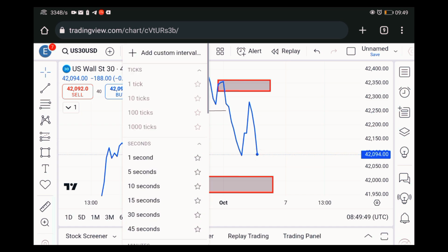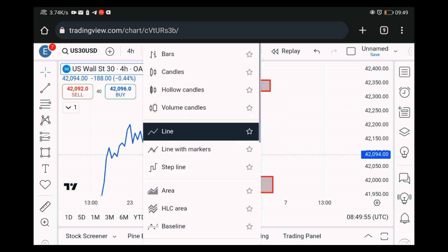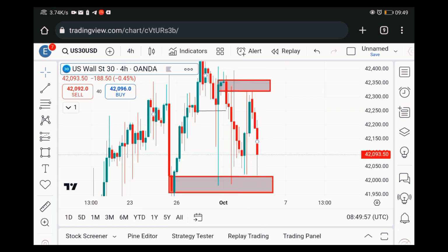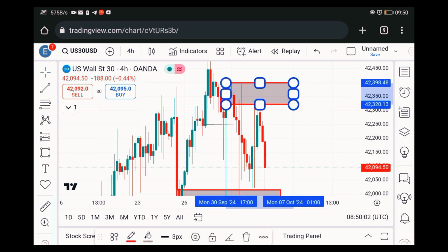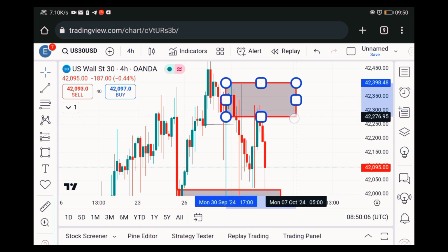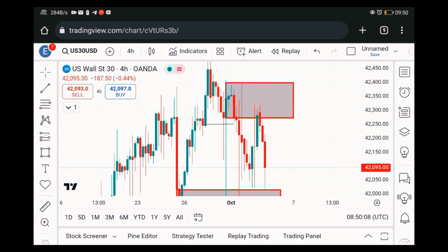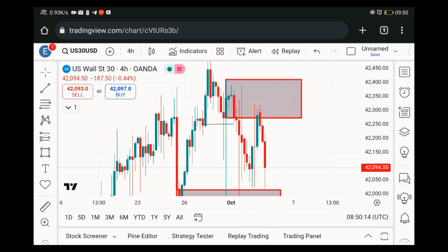I went to my M15. At this point, I had to turn everything to my normal candle. So I turned everything to normal candle. That was where I saw that the zone I marked, the last down candle before this happened, was almost at that point. After which this was done, I went to my M15.